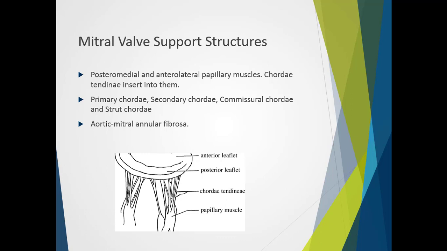There are a few types of chordae, which may be primary chordae that run from papillae muscle to the leaflet tips, secondary chordae, which bifurcate from the original primary ones, and then there's also commissural chordae, which reach to both the anterior and posterior leaflets, and finally strut chordae that arise from the ventricular wall and insert directly into the leaflet.